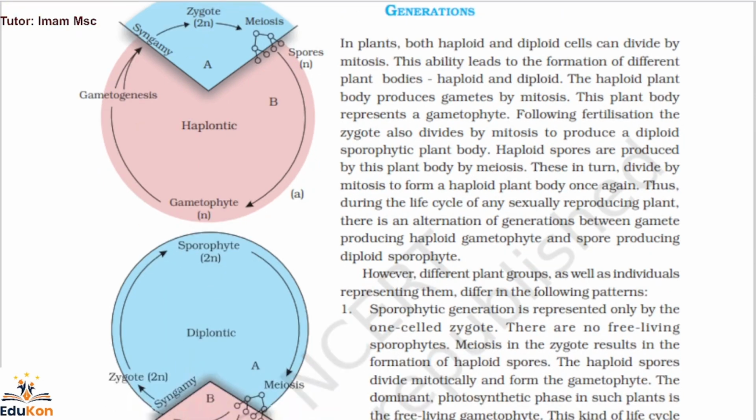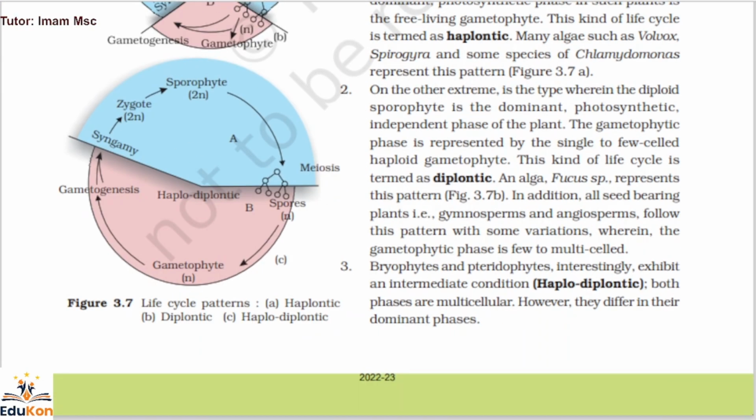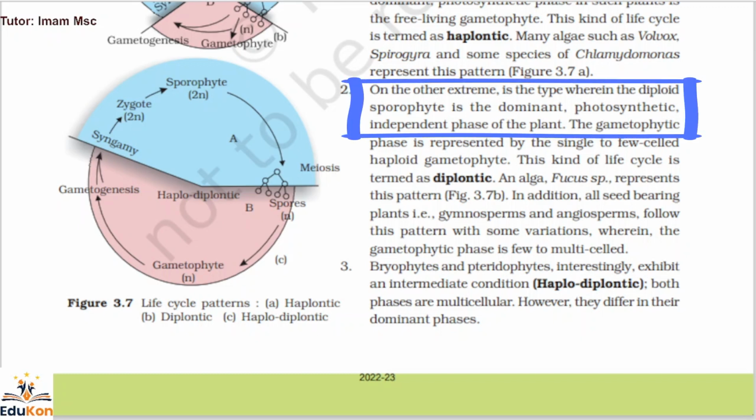Coming to the diplontic life cycle. On the other extreme is the type where the diploid sporophyte is dominant. In haplontic, we have a haploid phase dominant over diploid. Here the diploid sporophyte is the dominant phase, the dominant photosynthetic independent phase of the plant. The gametophytic phase is represented by the single to few celled haploid gametophyte. This kind of life cycle is termed diplontic. The examples are like Fucus species represent this pattern.